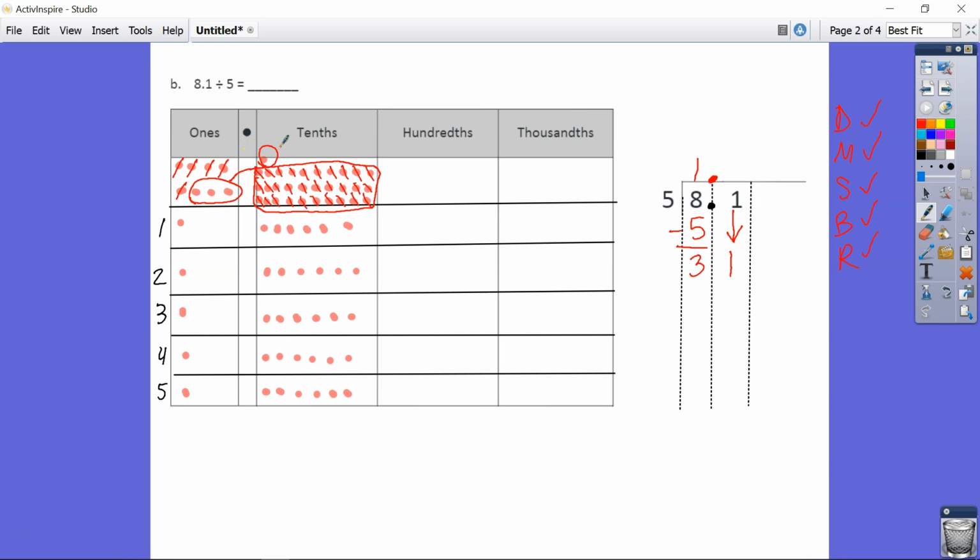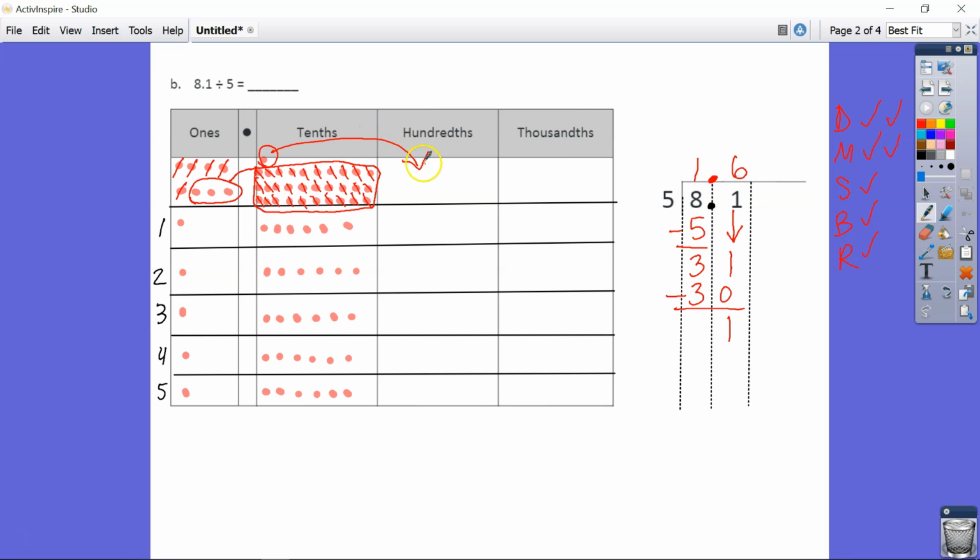So we're going to do the same thing with that 1/10. We're going to regroup it as 10 hundredths. Let's stop there and go with our standard algorithm. How many times does 5 go into 31? We know that 5 times 6 is 30. So that's our division and our multiplication. Now we're going to subtract. 31 minus 30 gives us 1/10 remaining. That was our 1/10 remaining here.